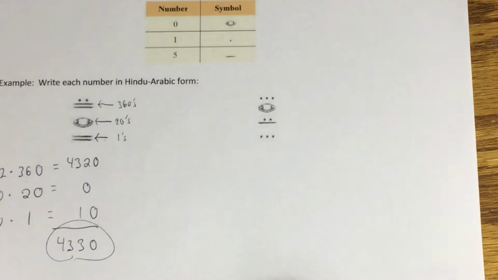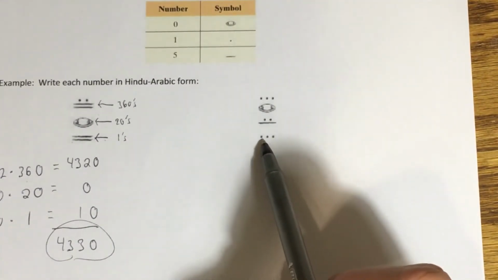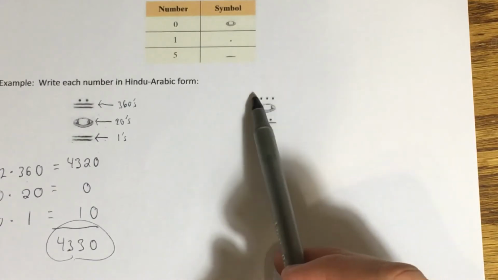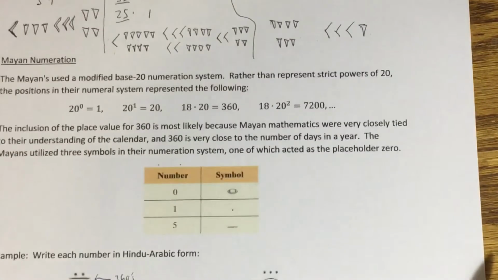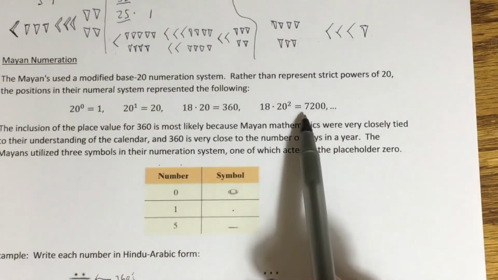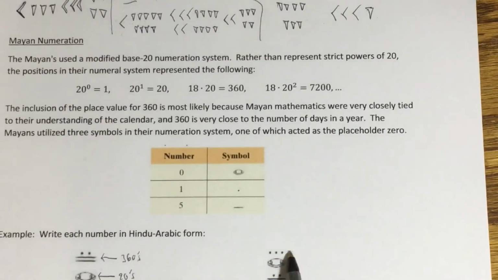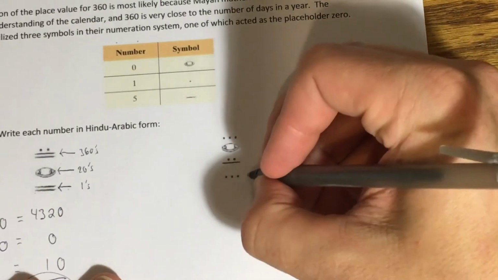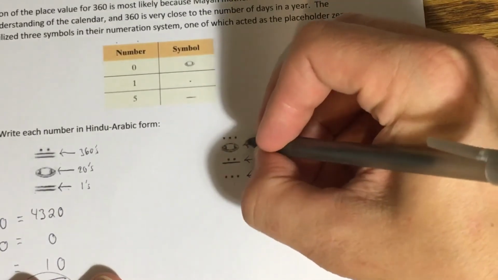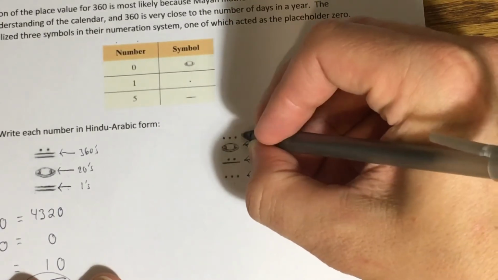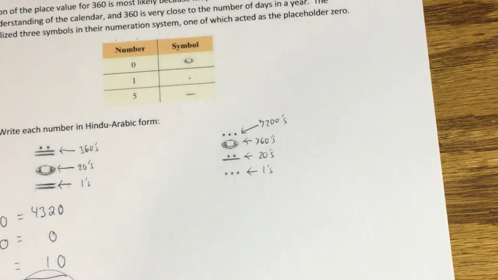Moving on to our next number. This one, I'm seeing 1, 2, 3, 4 groupings of symbols. So for this, we need 4 place values. You notice after our 360s place, we have 18 times 20 squared, which is 7,200. So that's the 7,200s place right there. 1s, 20s, 360s, 7,200s. Those are those different place values.